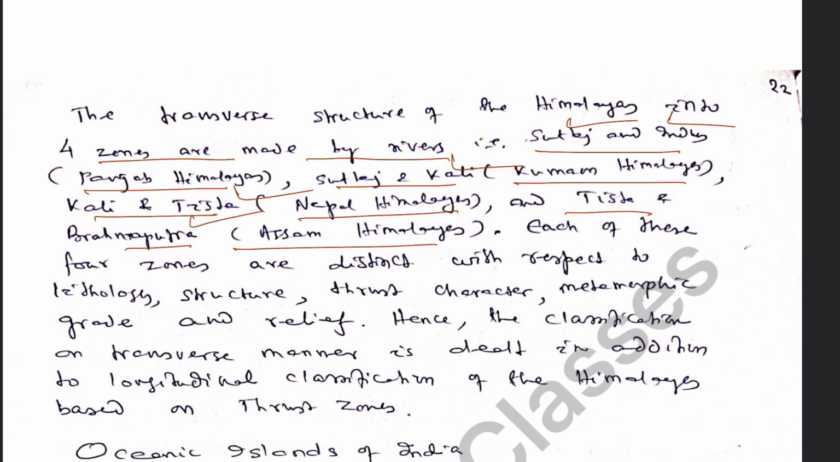Each of these 4 zones are distinct with respect to the lithology, structure, thrust character and metamorphic grade and relief. Hence, the classification on transverse manner is dealt in addition to the longitudinal classification of the Himalayas based on the thrust zones.